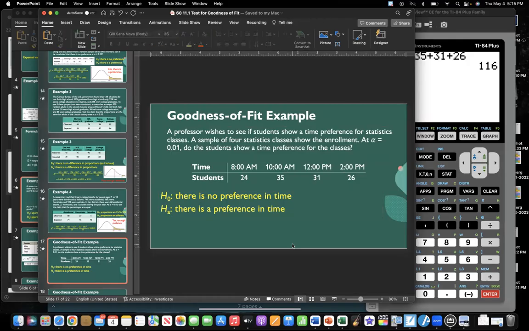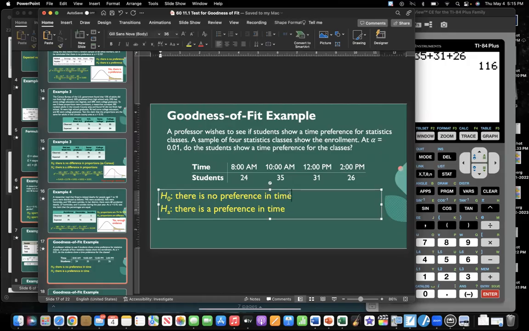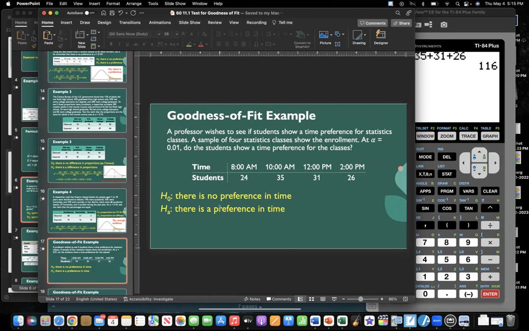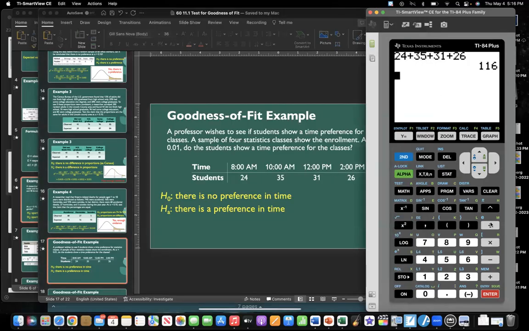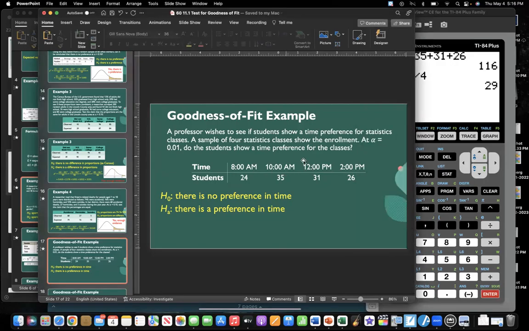So remember, I assume the opposite until I have enough evidence to prove otherwise. So my null hypothesis is that there is no preference in time. And my alternative is that there is a preference in time. If I want to show there is no preference, that means all 4 slots are equally preferred by students. So if I add up all my values, it looks like we have 116 total. If I divide that between the 4 categories, no preference would mean there's 29 in each class. So my expected is going to be 29 for each class.